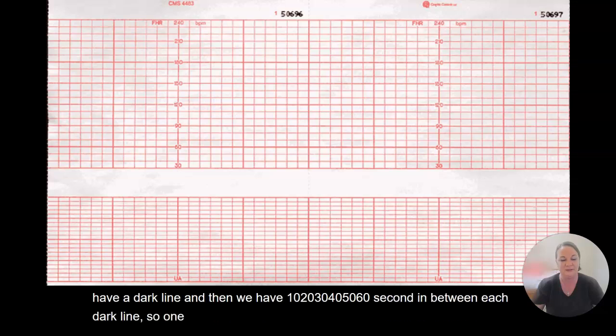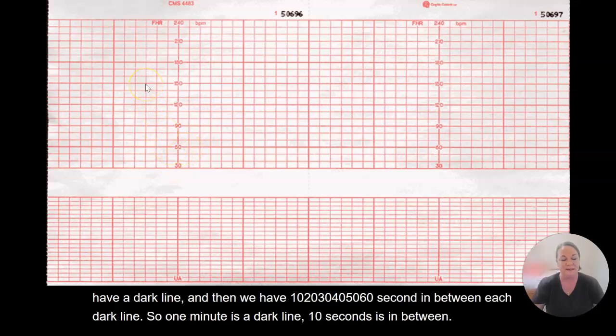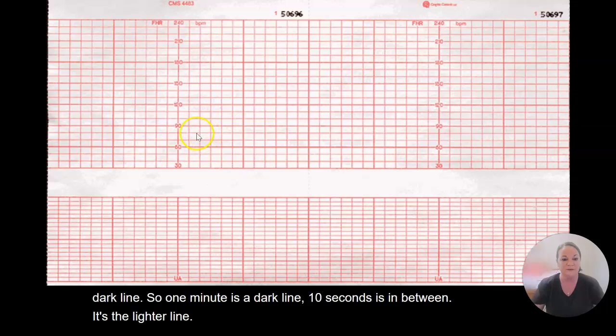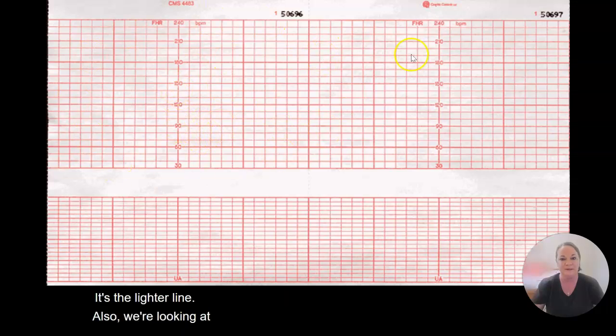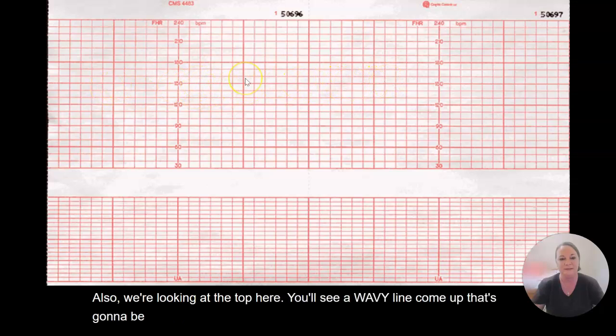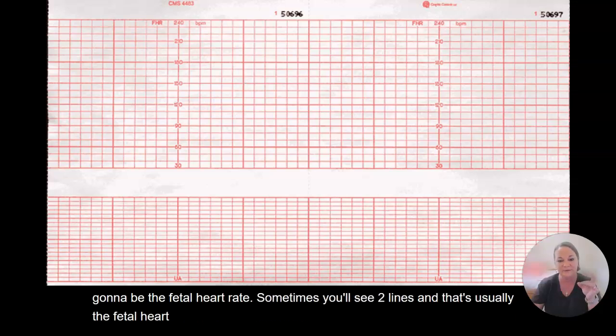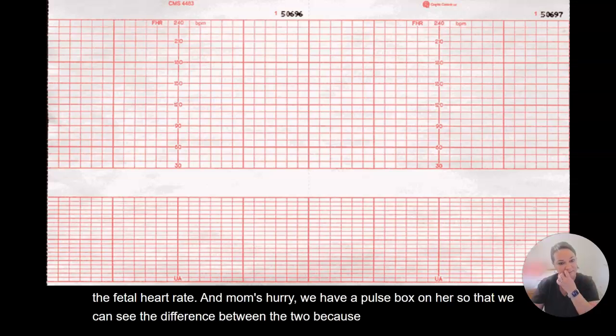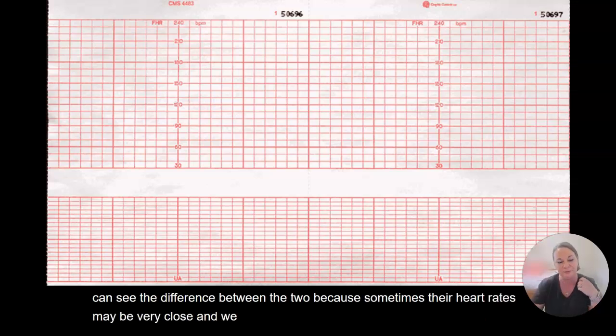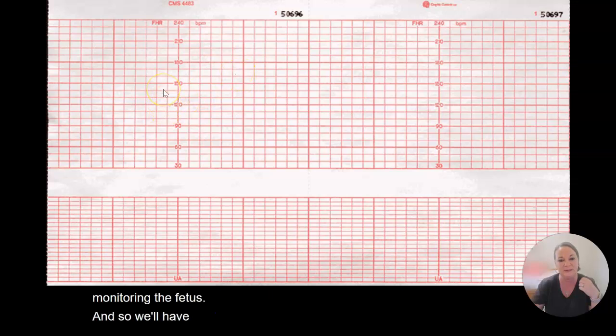So 1 minute is a dark line, and 10 seconds is a lighter line. Also, looking at the top here, you'll see a wavy line come up. That's going to be the fetal heart rate. Sometimes you'll see two lines, and that's usually the fetal heart rate and mom's heart rate. We have a pulse ox on her so that we can see the difference between the two, because sometimes their heart rates may be very close, and we want to be able to prove that we were actually monitoring the fetus. We'll have a pulse ox on her, but I don't think there are any examples in this showing you that.